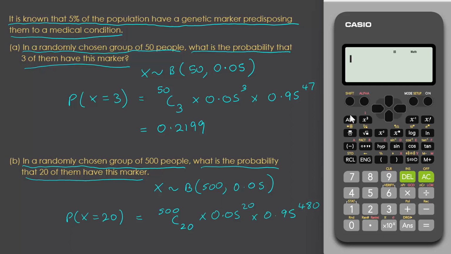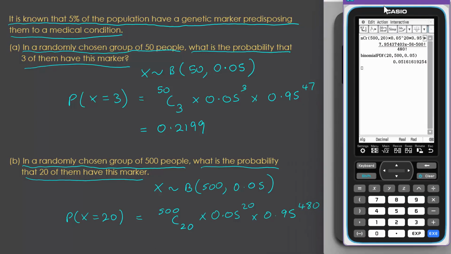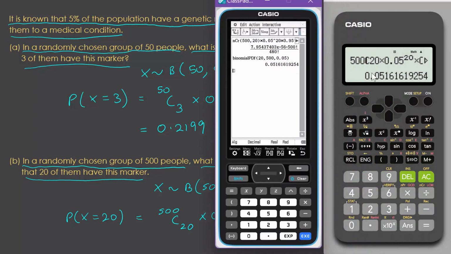Let's just try it out. So we wanted 500 C 20 multiplied by 0.05 to the power 20 multiplied by 0.95 to the power 480. And that does give us the same answer that we had on the ClassPad. And just put the two side by side and we can see those are the same.